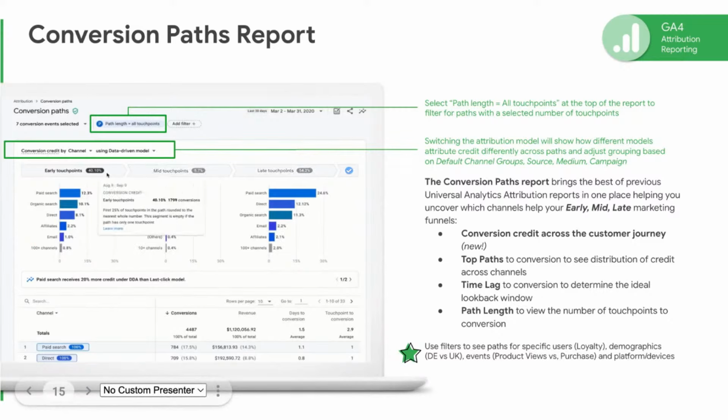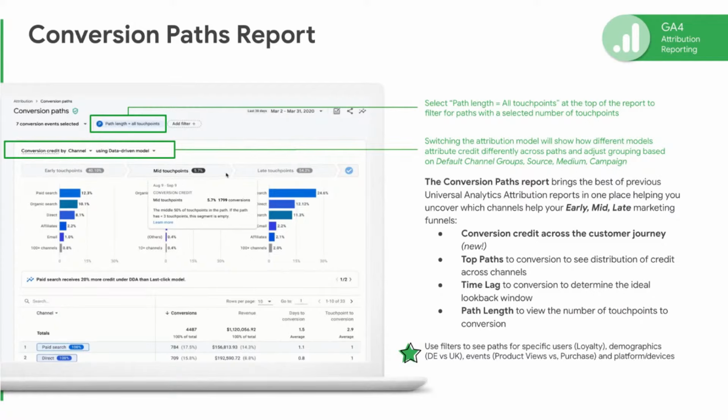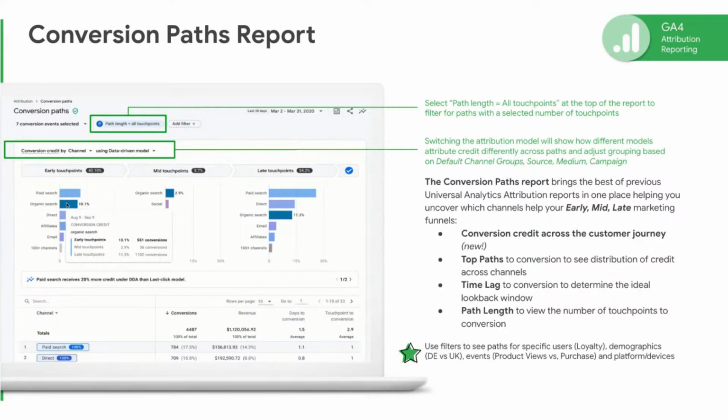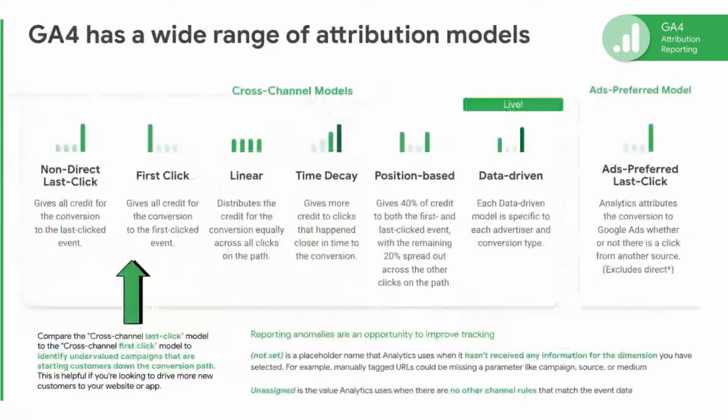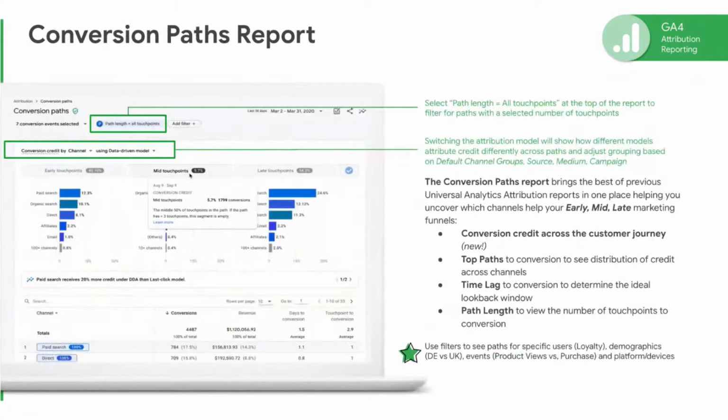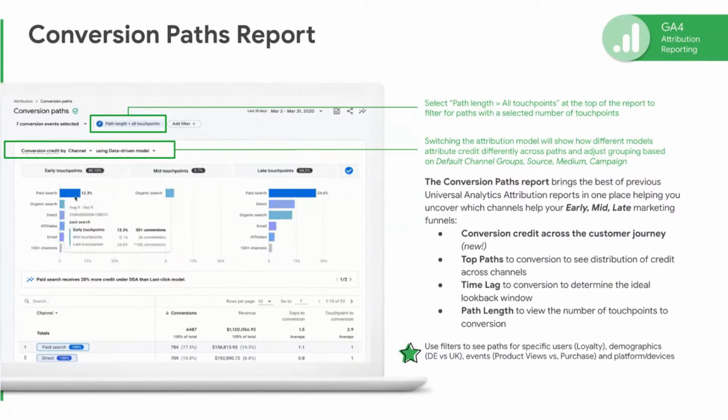Also on the top, you can again select and filter for paths with a selected number of touch points. You can also switch the attribution model to see how the different models attribute credit differently across the paths and adjust the grouping that you've selected based on either default channel groups or source, medium, and campaign. And on the bottom there, it's not fully visible on the slide, but you can essentially see the top conversion paths, time to conversion, and number of touch points to conversion. So this is the conversion paths report.